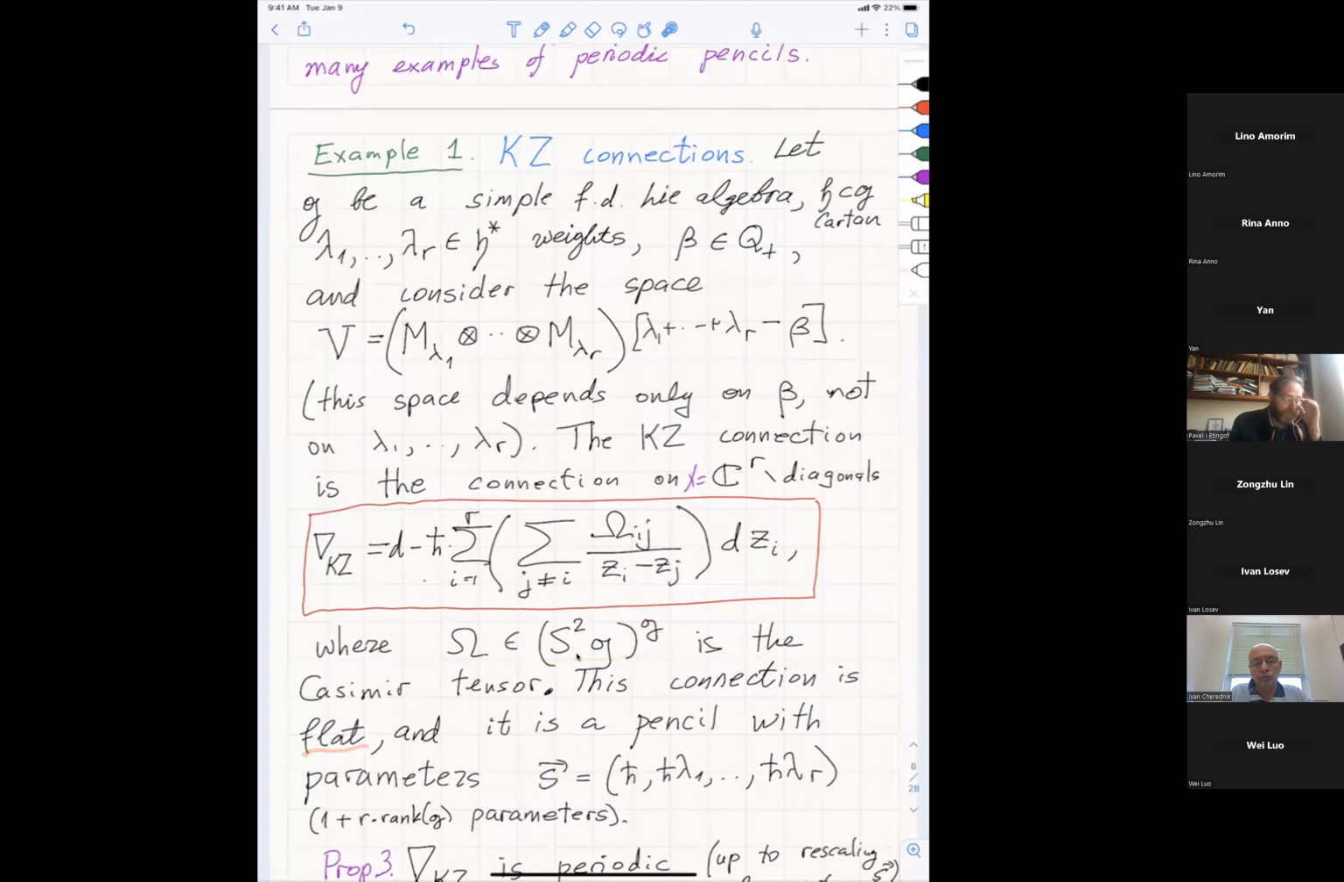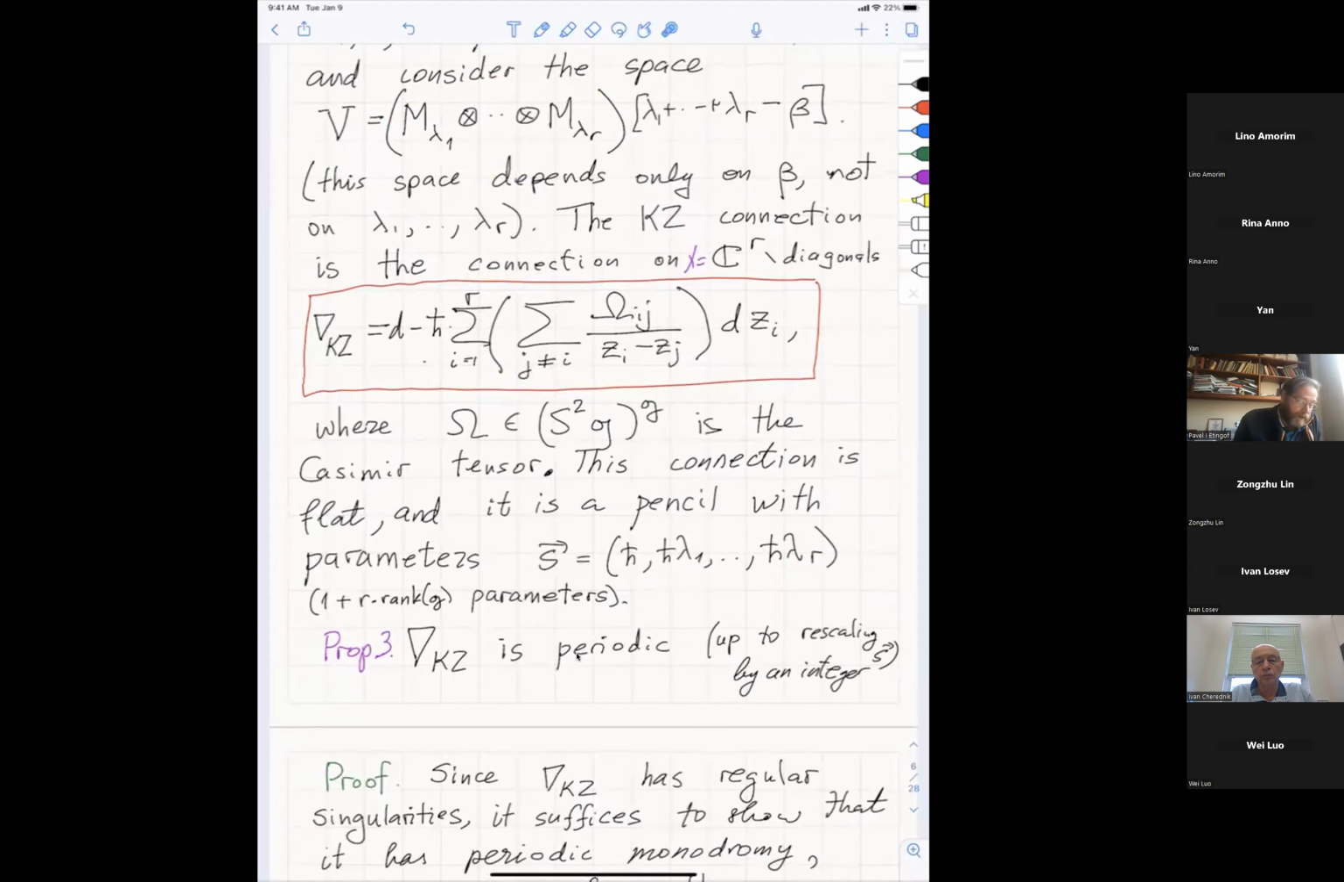And so it is well known that this connection is flat and it is a pencil. There is one parameter of the pencil that is apparent here, but there are other parameters which are lambda, so it's actually a pencil with parameters h and also h lambda 1, ..., h lambda r. If you compute in matrices what you get here by trivializing this tensor product using the enveloping algebra, you discover that the matrices on the right side are linear in these variables, h, h lambda 1, and so on up to h lambda r. These are actually not variables, but weights. So the number of parameters here is 1 for h plus r, which is the rank of the Lie algebra. And the proposition is that this is a periodic pencil, maybe up to rescaling S by some small integer.